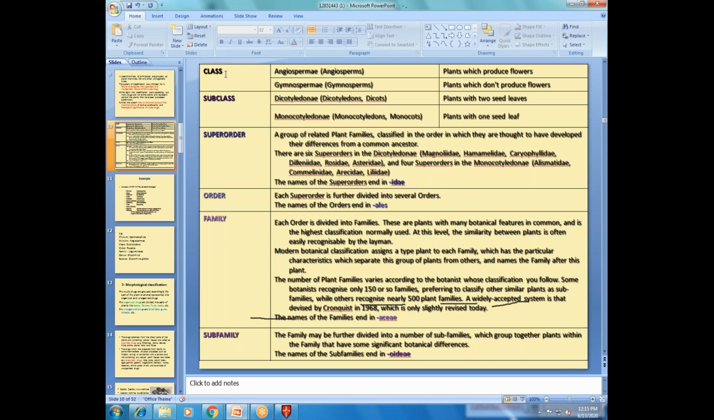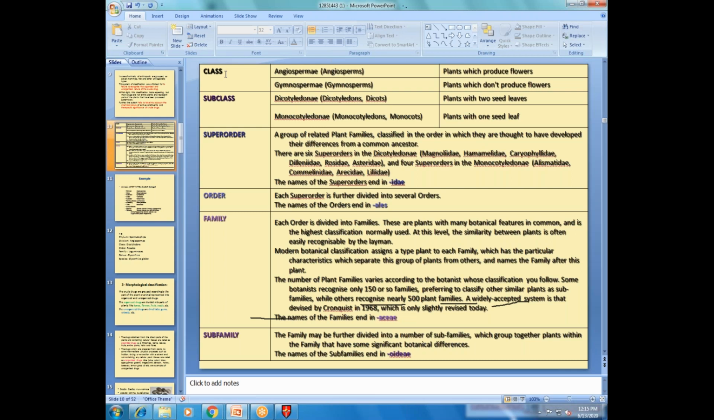That's all. A widely accepted system is that devised by Cronquist in 1968, which is only slightly revised today. The names of the families end with -aceae: Umbelliferaceae, Leguminosae, Rutaceae. That's how it ends. So whenever you are writing a family name, it should end with -aceae. Rutaceae, R-U-T-A-C-E-A-E.